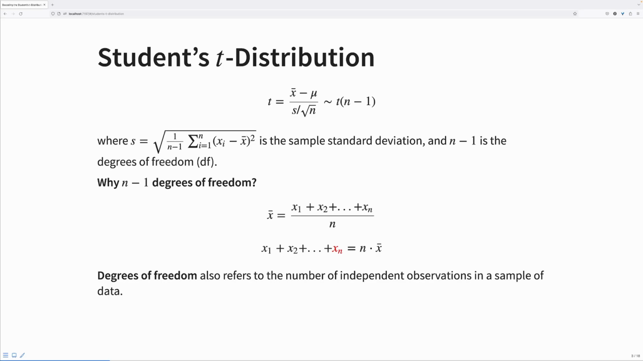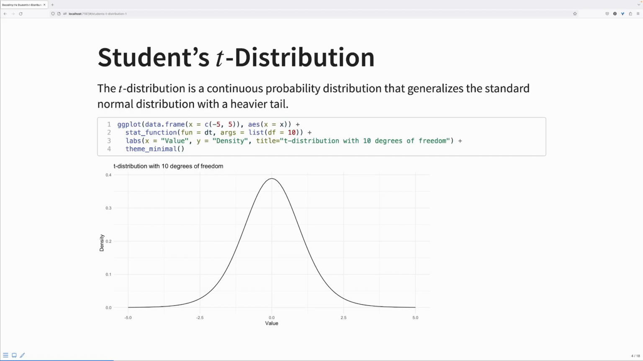Let's dive into the t-distribution. The t-distribution is a type of probability distribution that is symmetric and bell-shaped like a normal distribution, but with heavier tails. So it generalizes the standard normal distribution. As you can see here, this is a t-distribution with 10 degrees of freedom. Let's compare the t-distribution with the standard normal distribution.